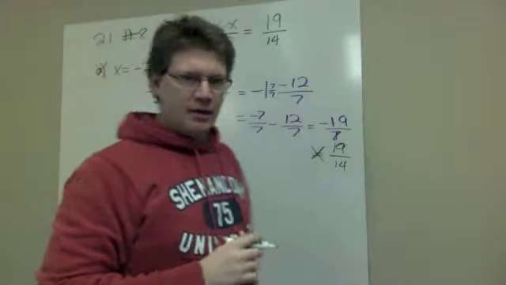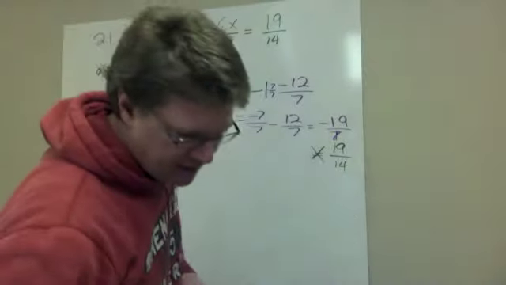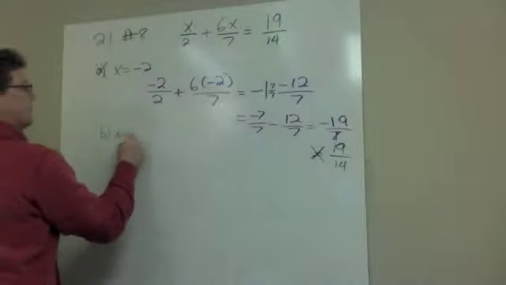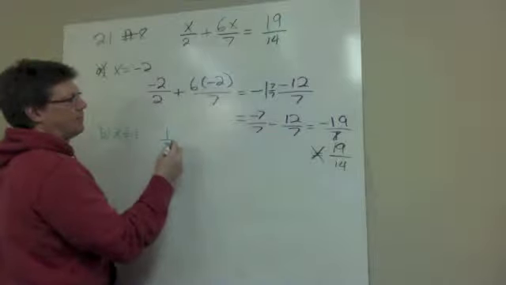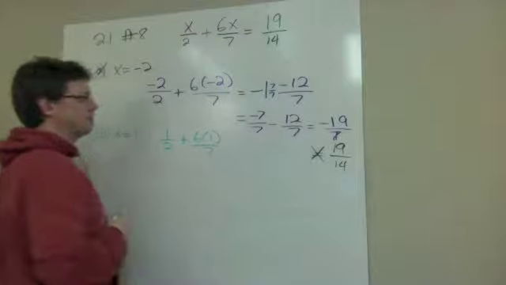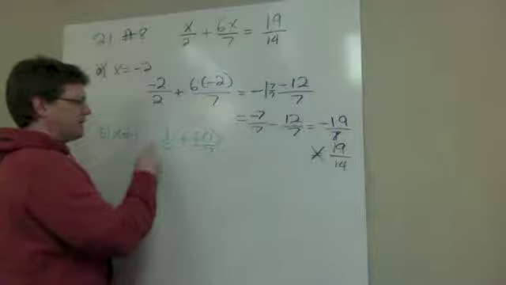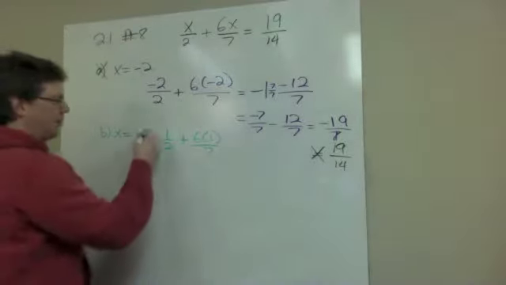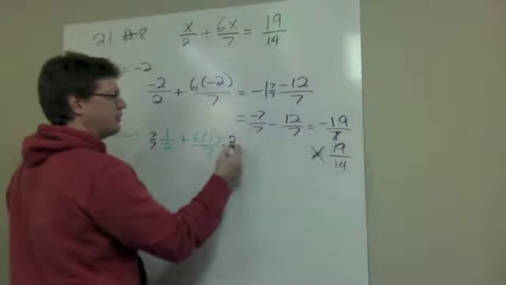So A doesn't satisfy our criteria. Okay? Let's check B. B is x is equal to 1. So everywhere where there's an x, we replace it with a 1. We're going to get 1/2 plus 6 times 1 over 7. Now to add these things up, we need a common denominator, which means that we need to multiply our 1/2 by 7 on the top and the bottom. This, we're going to have to multiply by 2 on the top and the bottom.